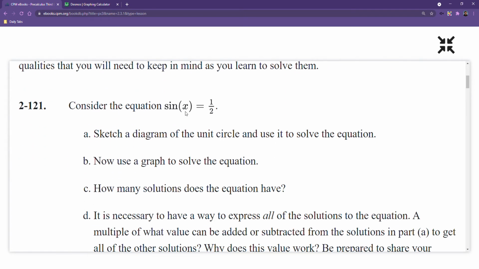Consider the equation sine of x equals 1/2. So the way we want to solve this is by sketching a diagram of the unit circle and use it to solve the equation. Okay, so let's go ahead and do that.